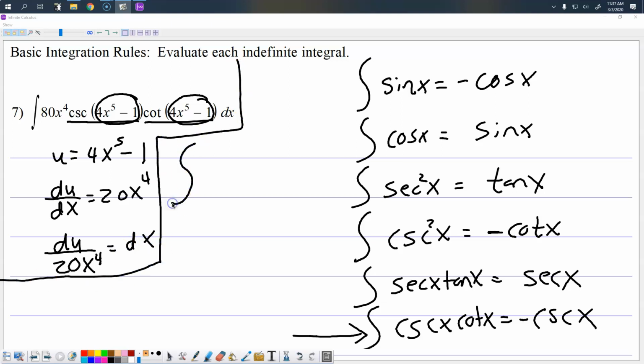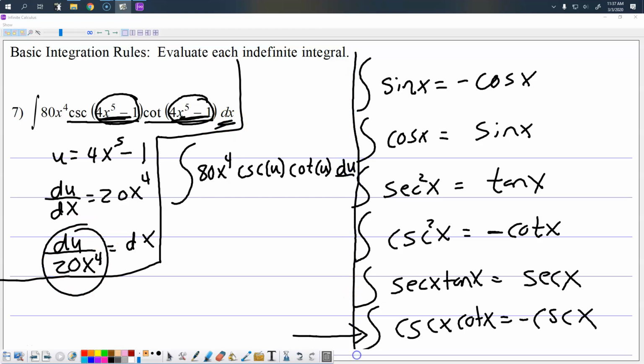Rewriting our integral now, we have 80x to the 4th, and then cosecant, and instead of that, we're just going to put u, and cotangent of u, put it in both spots, and then dx we're going to replace with du over 20 x to the fourth. And once again, your x to the fourths cancel out. That's good. And 20 goes into 80 4 times.